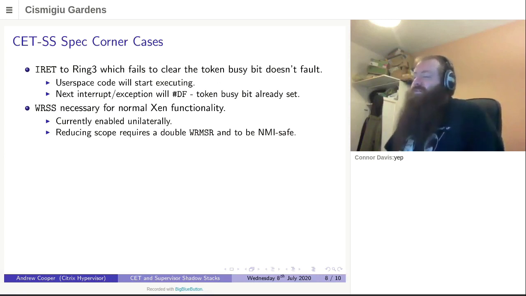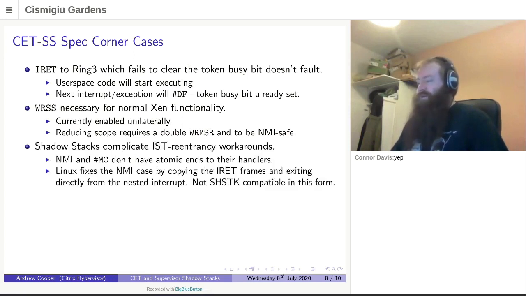Another thing to note is that for normal operating system functionality, we require write shadow stack to be enabled. For now, it's enabled unilaterally because that was easier. Reducing the scope is something I want to do. I have some plan for it, but it's moderately complicated. You need to do a double write to the MSR to enable and disable it, and it also needs to be NMI safe, which isn't totally trivial to do. So that's work for a future time.